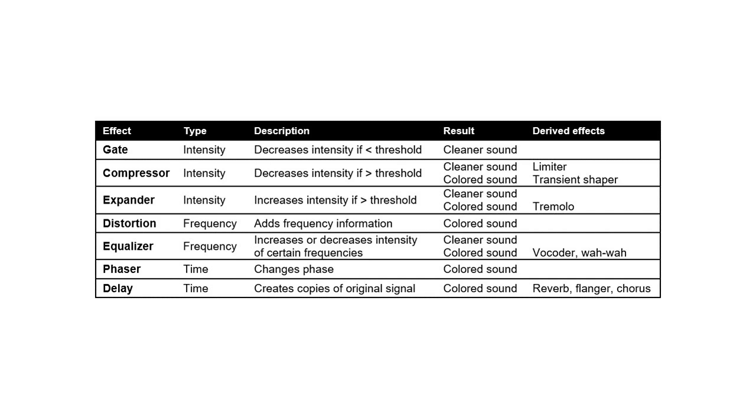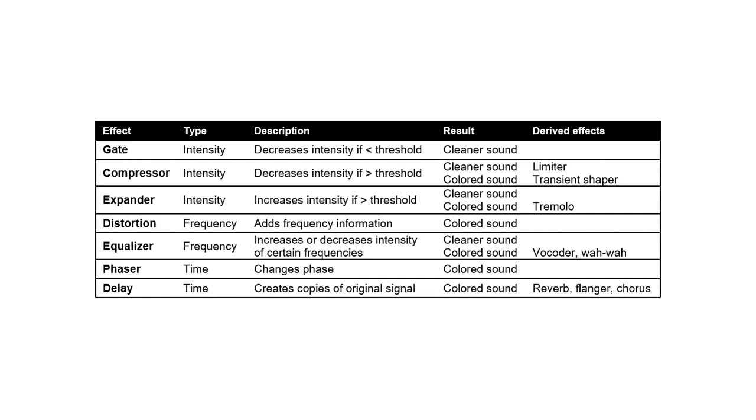First, you will notice that there are three main types of effects: those who work with intensity or volume, also called dynamics processors, those who work in the frequency domain, and those who work in the time domain. Technically speaking, the phaser obviously works with phase, but since it works with phase with respect to time, it is always put in the time domain processor category.